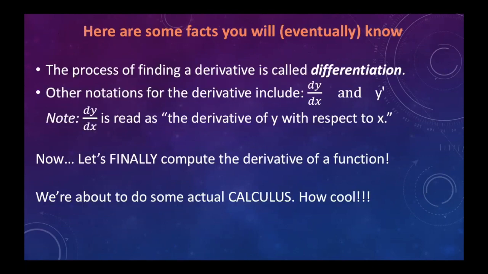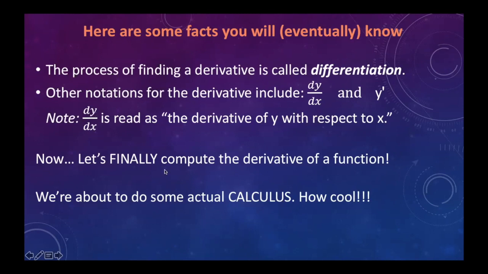Here are some facts that you will eventually know about the derivative. And again, this is a little bit putting the cart before the horse. You don't need to know all these today. This is just a little bit of a heads up. The process of finding a derivative is called differentiation. Other notations for the derivative include dy over dx and y prime. Note, dy over dx is read as the derivative of y with respect to x. So again, it's kind of a rise over run type of deal.